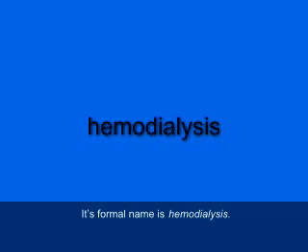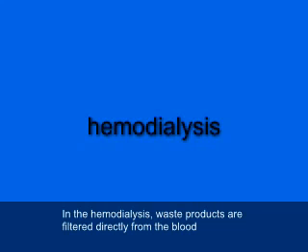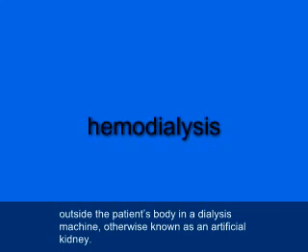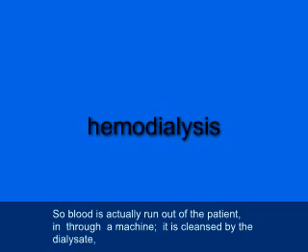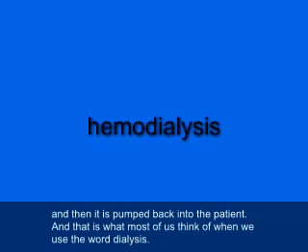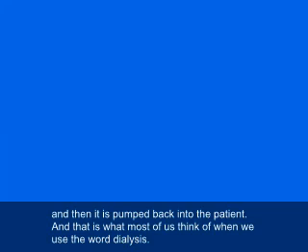Hemodialysis. In hemodialysis, the waste products are filtered directly from the blood outside the patient's body in a dialysis machine, otherwise known as an artificial kidney. So blood is actually run out of the patient through the machine. It's cleansed by the dialysate, and then it's pumped back into the patient. And that's what most of us think of when we just use the word dialysis.